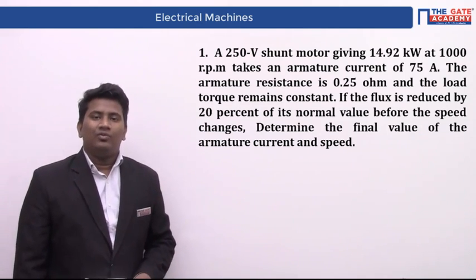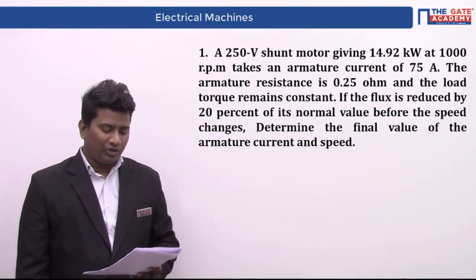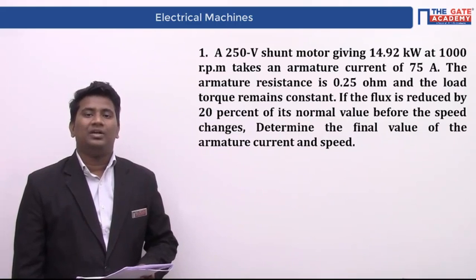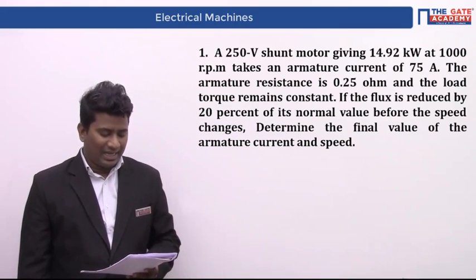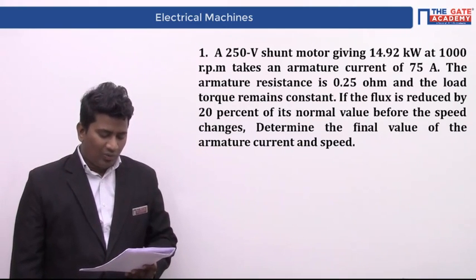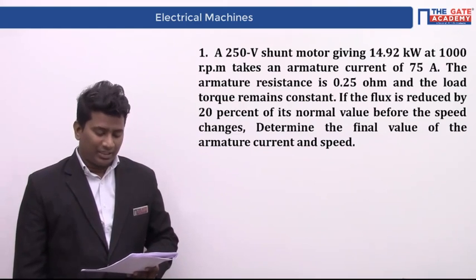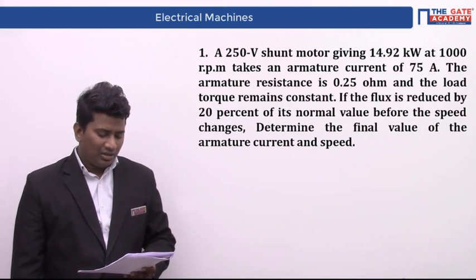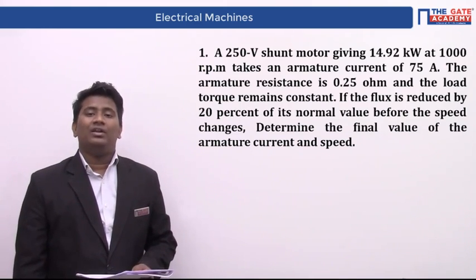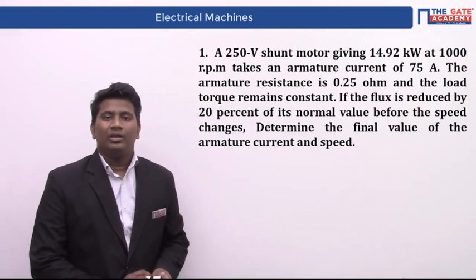So, in the question, what have they given? They have given that the shunt motor is giving 14.92 kilowatt power at a speed of 1000 rpm and it is carrying an armature current of 75 amperes. What have they done? If the flux is decreased by 20% of its normal value, then determine the final value of the armature current and the speed. So, how to solve this problem?